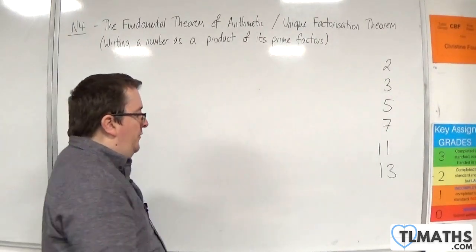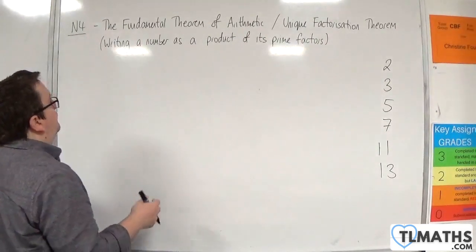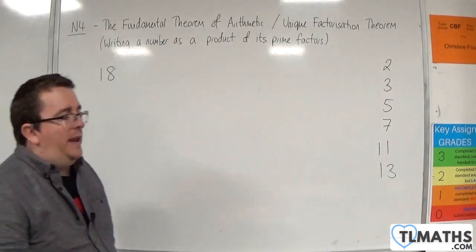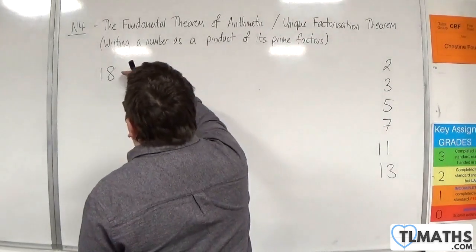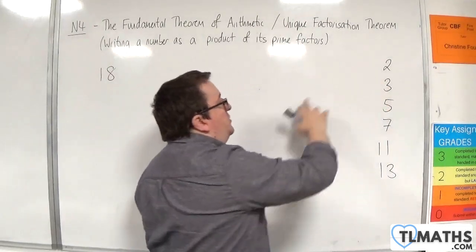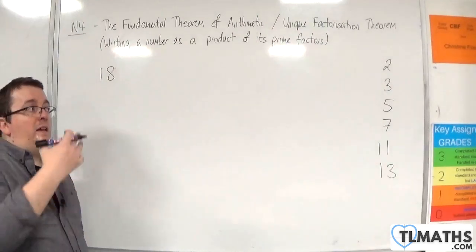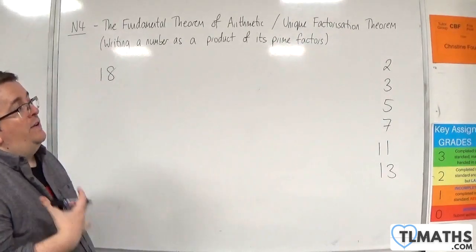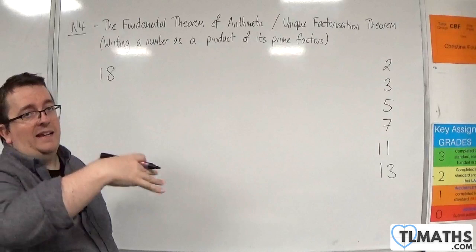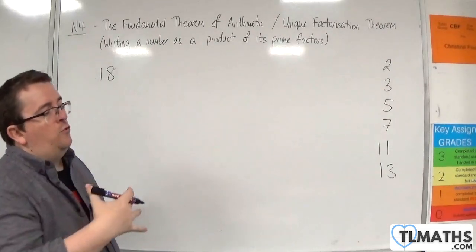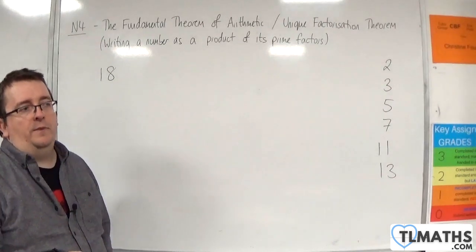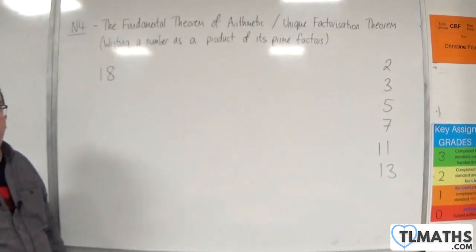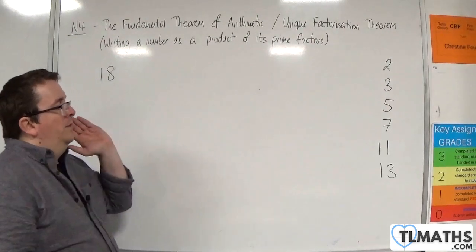So let's look at an example of how we're going to do this. We're going to look at the number 18. What I'm going to do is divide my number, 18, by the first prime number in my list. If it can't be divided by that, because we're not interested in decimals, so it's got to go in cleanly with no remainder. If it can't be divided by 2, then I work to the next number in the list, 3. If it can't be divided by 3, then I go to the next number, 5. So I work my way down the prime number list until I find one that cleanly goes into my target number. Let's just kick this off.